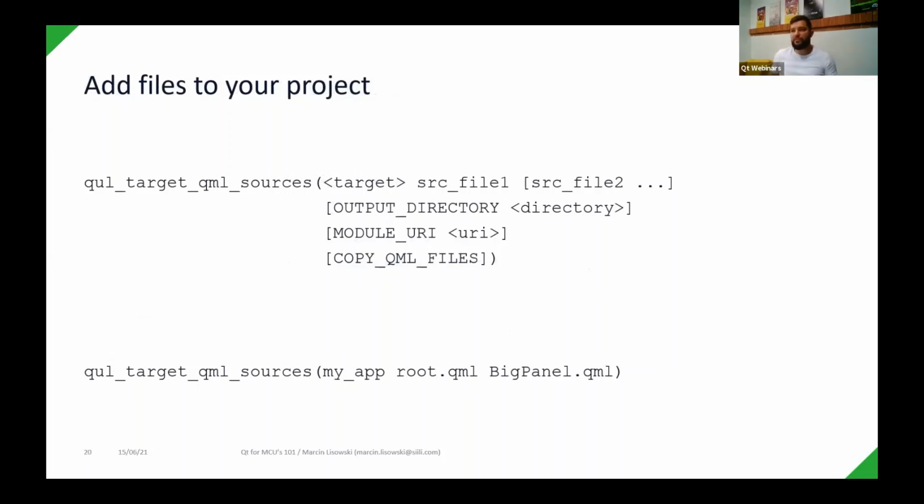To add the QML files, we are using qul_target_qml_sources. We also used that one in the first live coding session. So it takes the target, of course, for which we are adding the files. Then there is a list of the QML files. And of course, we can pass some optional arguments like the output directory to tell where the intermediate artifacts should be located. We can use the module URI, but this is a deprecated API that was an old way of creating QML modules. So you can still use it, but you shouldn't really.